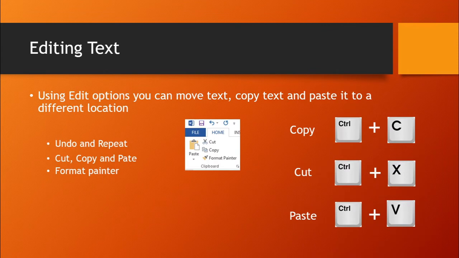So, editing text. Using the edit option you can move the text, that is you can cut and copy to another location. You can copy the text, you can make a duplicate of some information present in one location by copying and pasting it in another location. In case of some errors or mistakes, you can make use of the undo command, to immediately get back to the previous position. So, we will see how to select the text and how to make use of cut, copy and paste commands.